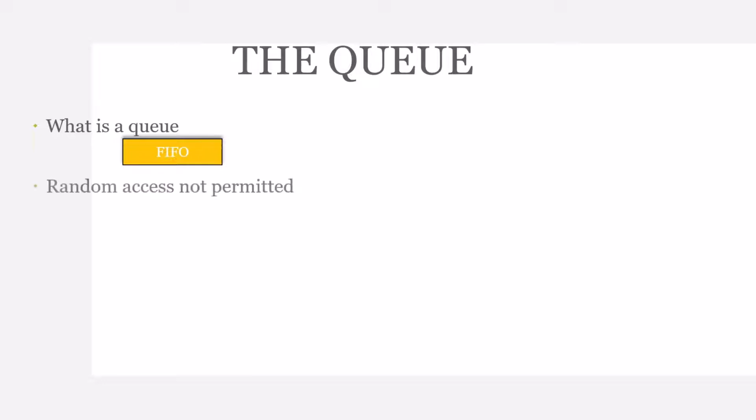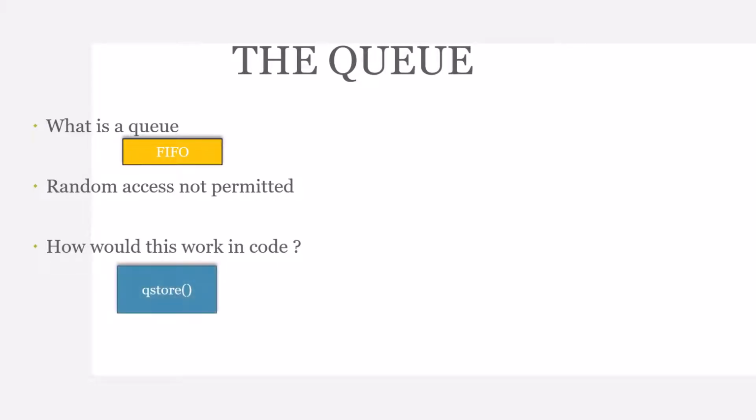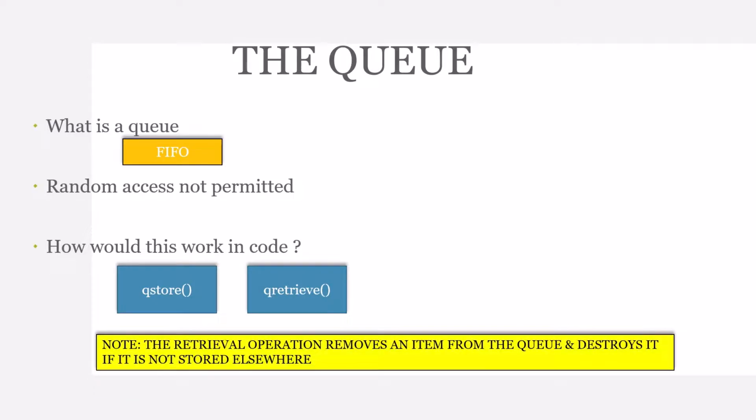Coming back to the queue, no random access is permitted with regard to the queue. How would this work in code? We would need functions, of course. We could have a queue store function in order to add the task to the queue, and then a queue retrieve function to remove the task from the queue.